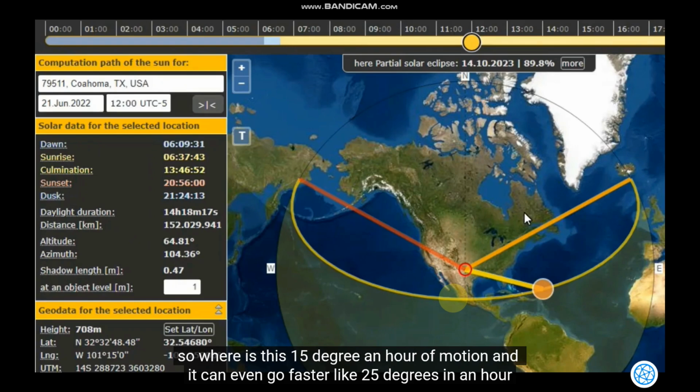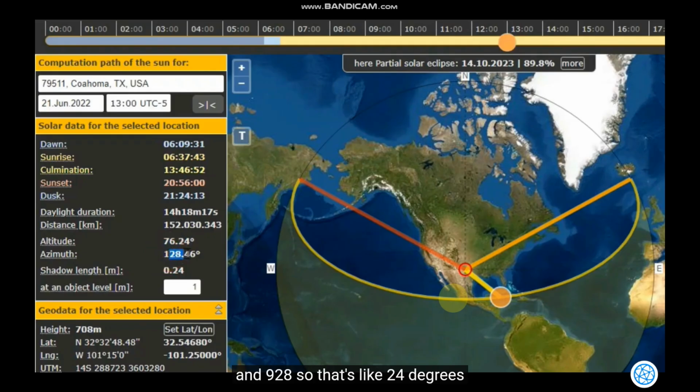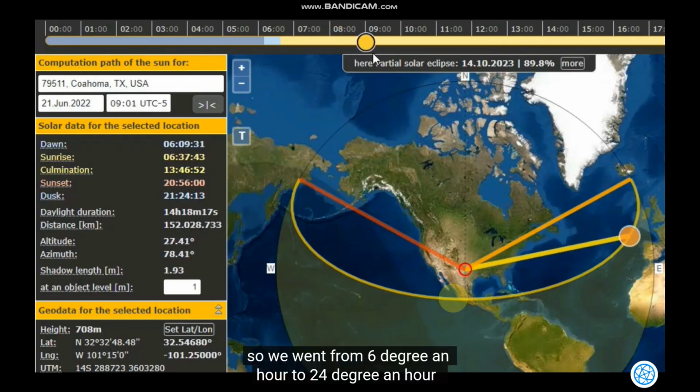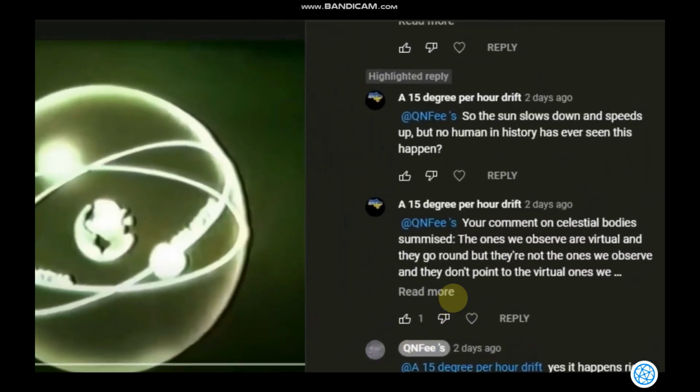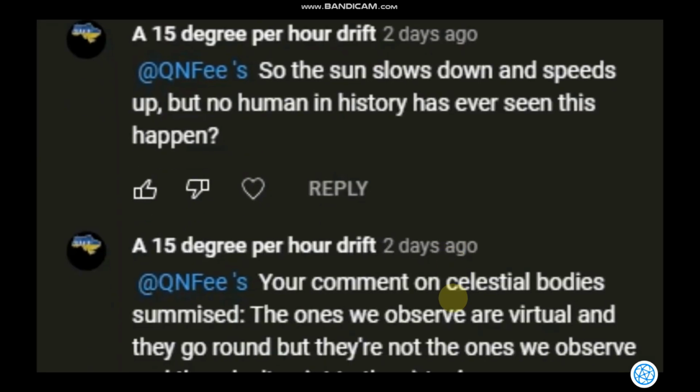And it can even go faster, like 25 degrees in an hour. Azimuth 104 at 12. And now it's 128. So that's like 24 degrees. So we went from 6 degrees an hour to 24 degrees an hour. You see, moron? It happened right in front of your nose.